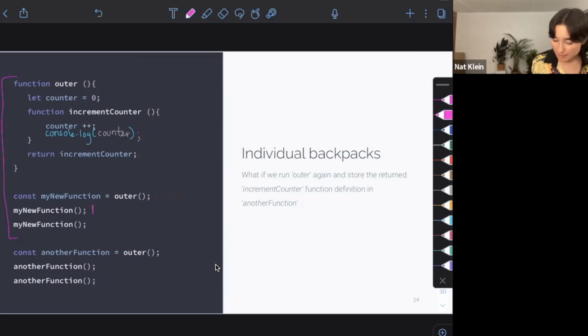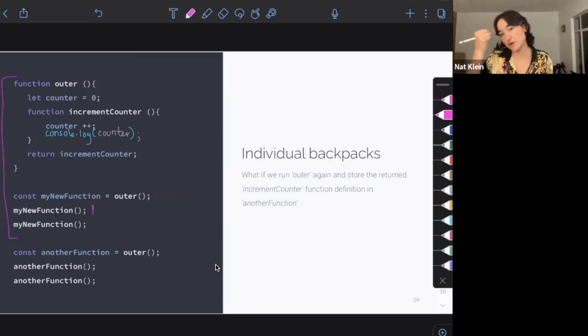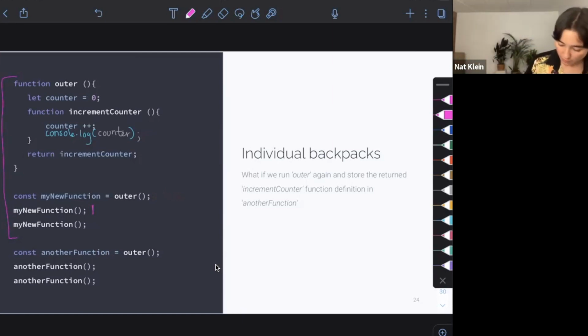When we invoked my new function the second time, remember that data, that counter with the value of 1, persisted to this next function call. So counter was then to have the value of 2. Again, I'm drawing this here because we have this console log.